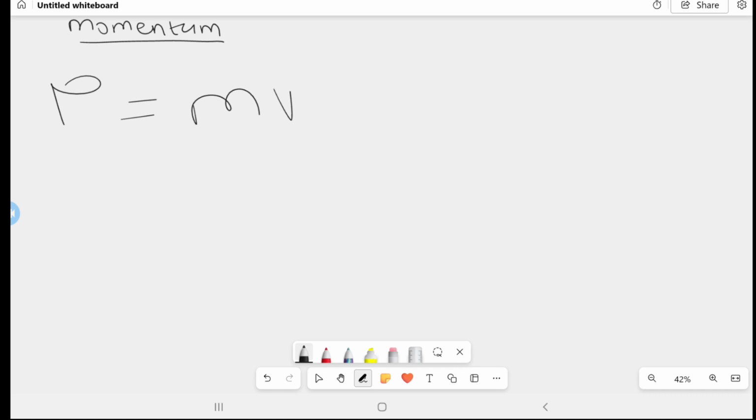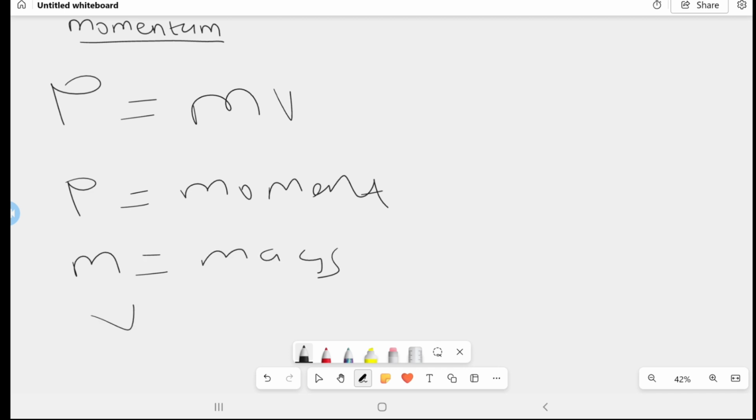So obviously P is going to be our momentum, and then M is going to be our mass, and V is velocity. So, with the knowledge of what P, M, and V represent, we now understand that mass is a scalar quantity, and velocity is a vector quantity.